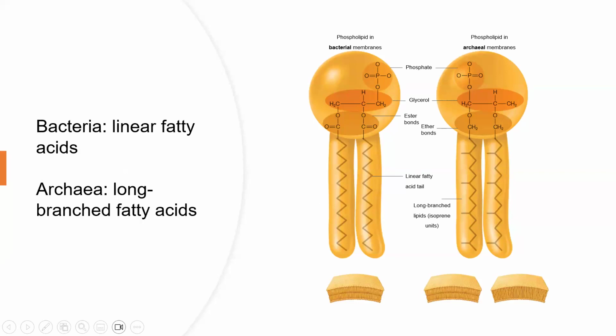Now, there are a couple of differences between bacterial and archaeal phospholipids, one of which is that generally we have these linear fatty acids, right? They might get kinks in them because of double bonds, but bacteria just have these linear fatty acid chains. While your archaeal fatty acids generally have these branched lipids, so you get these little isoprenes that shoot off from the fatty acid chain.